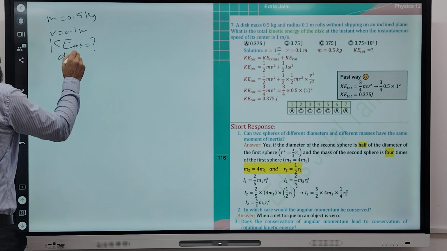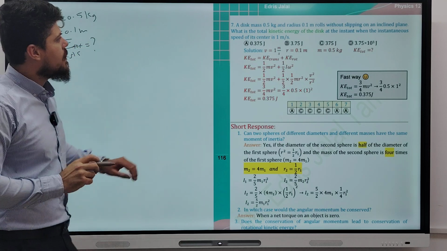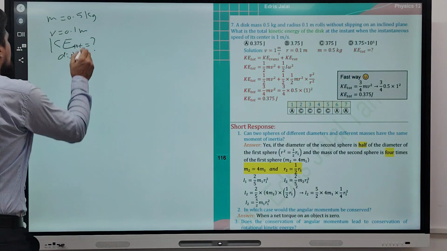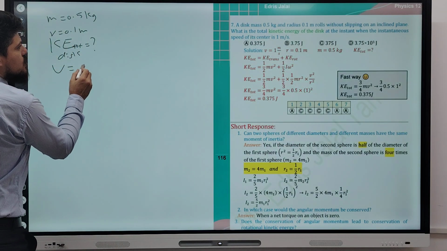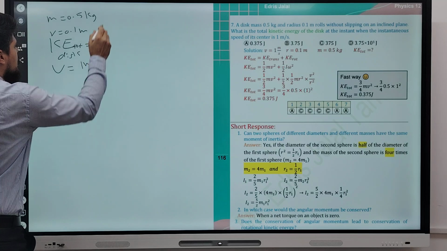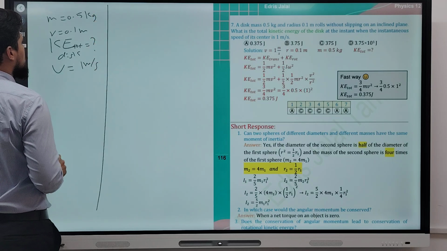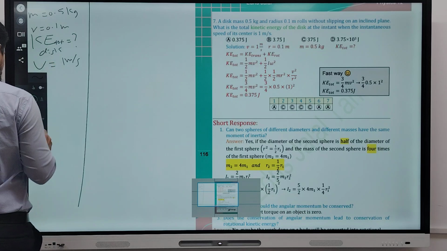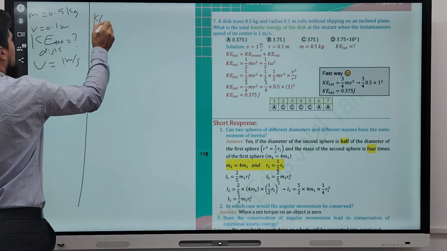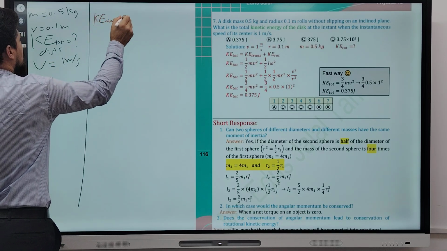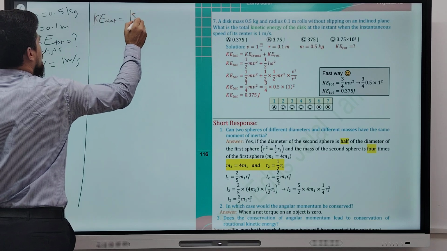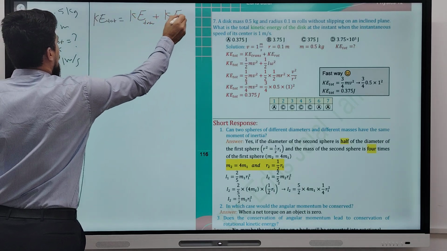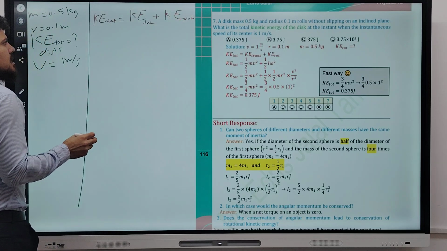For the disc, at the instant y, the instantaneous speed v is equal to 1 meter per second. How can you determine the total kinetic energy? Total kinetic energy means the summation of translational and rotational kinetic energy.